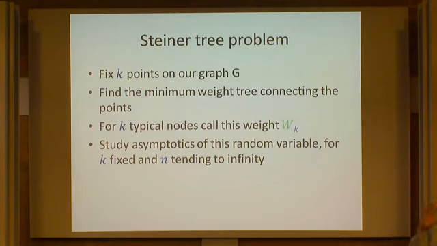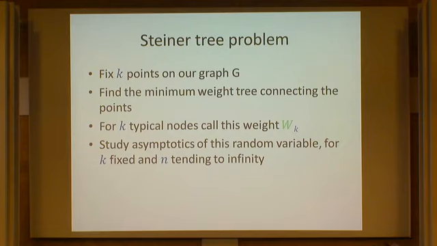Okay, so again, the problem is the following. We have a graph on n nodes, and we fix k points on the graph. And the way we are going to think about this is k is a fixed number and n is going to infinity. You could also look at both going to infinity in some related way, but that's not what we do today. K is fixed. And we want to find the minimum weight tree connecting all these points. And there are two kinds of objects we are going to look at. So you have k typical nodes, in which case we'll call this W_k. And then we study asymptotics, as I mentioned.